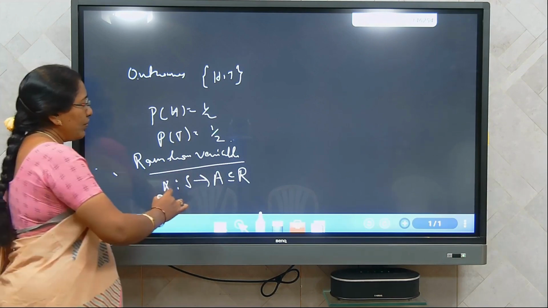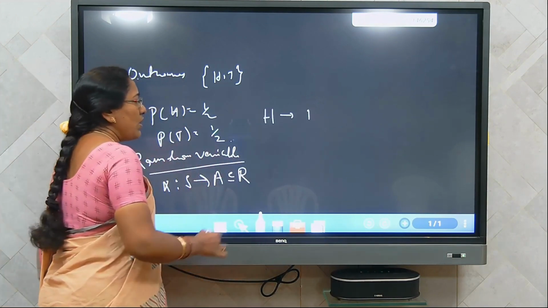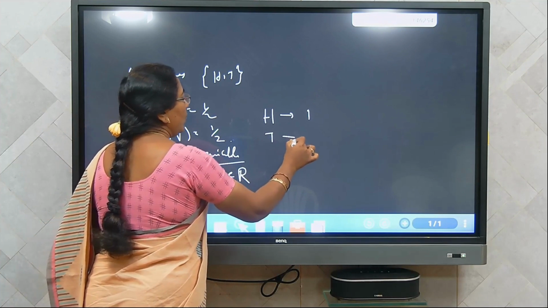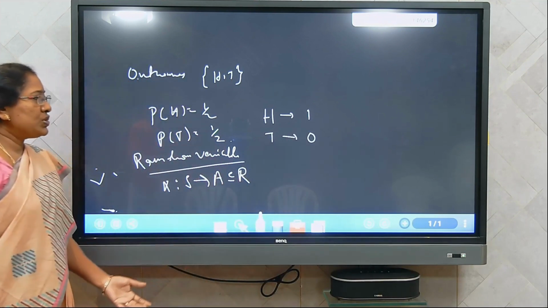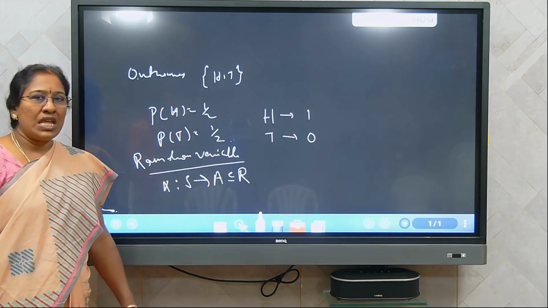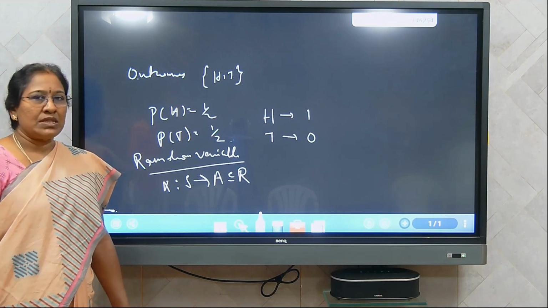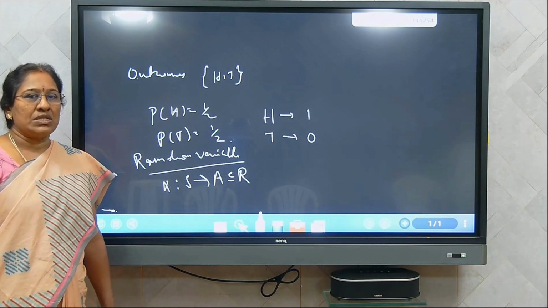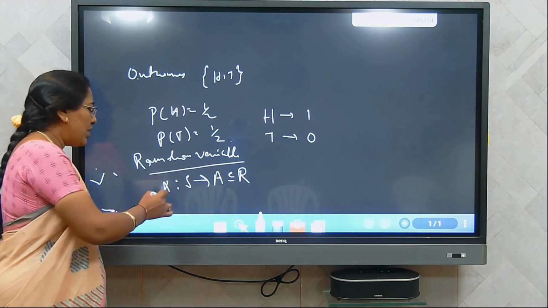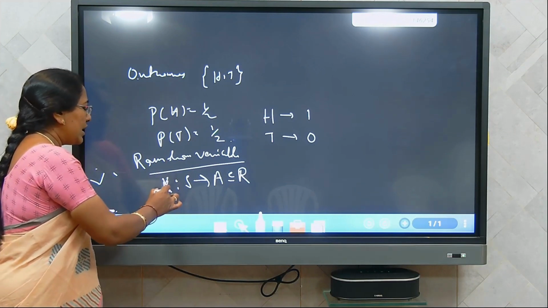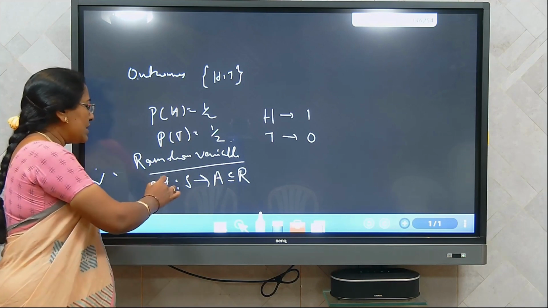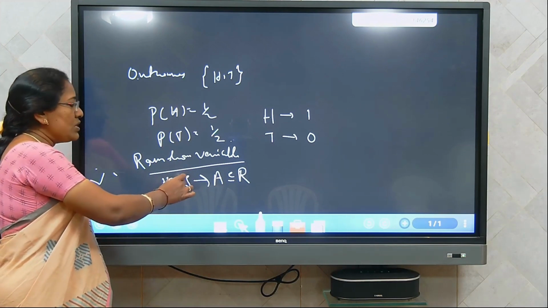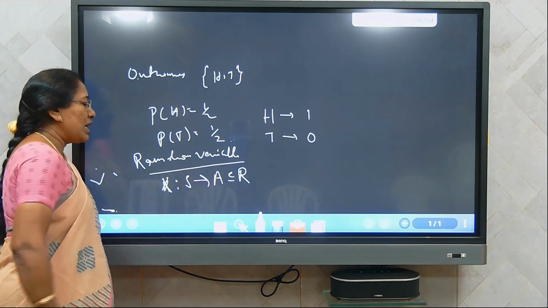For example, take head as 1 and tail as 0. Then in future we can use this for any other mathematical prospects. If we take the qualitative aspects, then it is difficult to process. So for that we are assigning this random variable X. So X takes values from the original sample space to the numerical sample space.